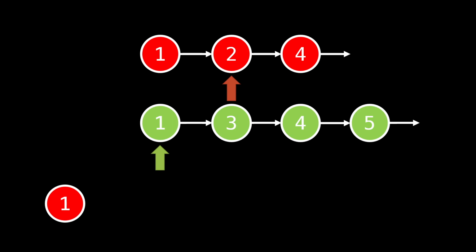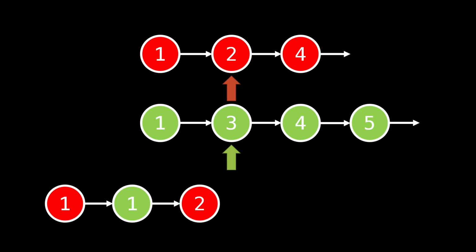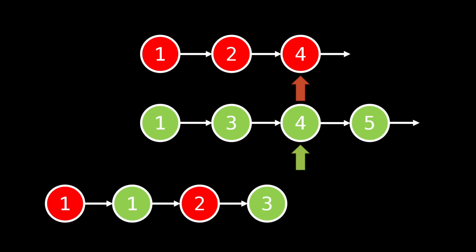Then between these two pointers, what are we going to do? We're going to pick the minimum. So in this case, the minimum is 1. So take the 1 and move the pointer. What about between 2 and 3? Between 2 and 3, 2 is the smallest. So we take the 2 and move the pointer ahead. What about between 3 and 4? Well, 3 is the smaller one. So we take the 3 and move the pointer ahead.